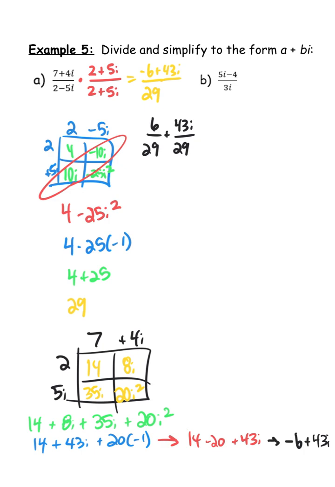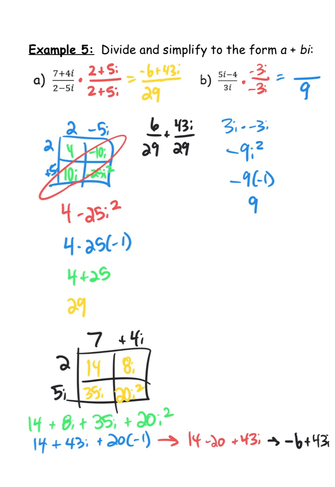So for this next problem, we are just multiplying by a negative 3i. So a little less steps here. On the bottom, you have 3i times negative 3i. So you have negative 9i squared. Negative 9 times negative 1 equals 9.